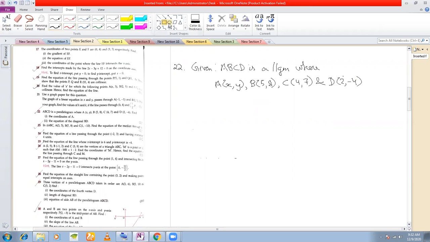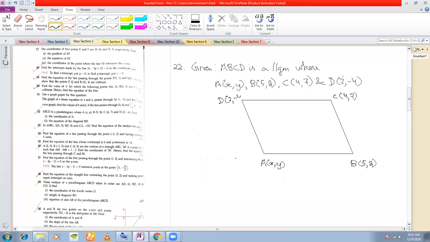Let us draw the parallelogram. So A is (x, y), B (5, 8), C (4, 7), and D (2, minus 4). 4 vertices of a parallelogram are given to you. You need to find out the coordinates of A. That is, you need to find x and y here. Now remember this kind of a problem.